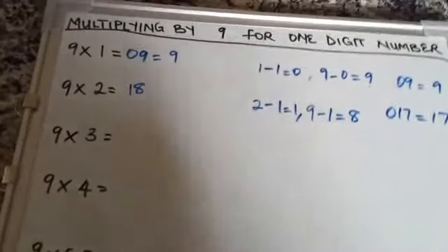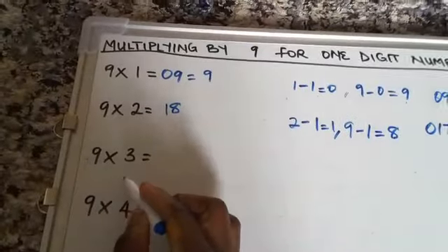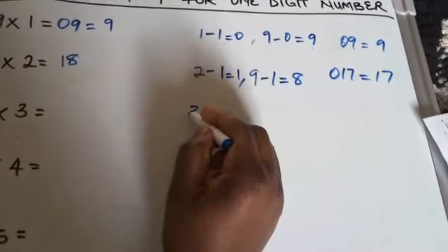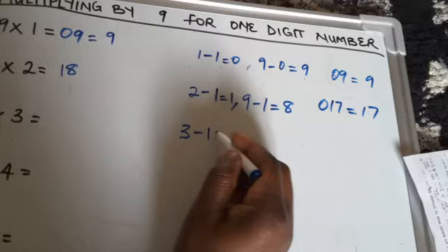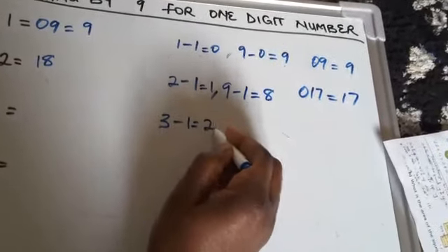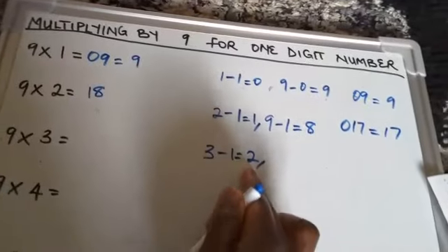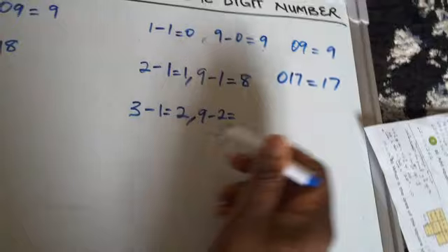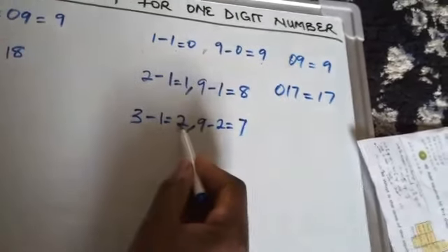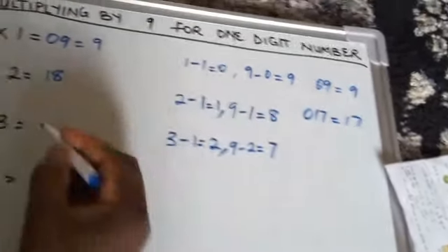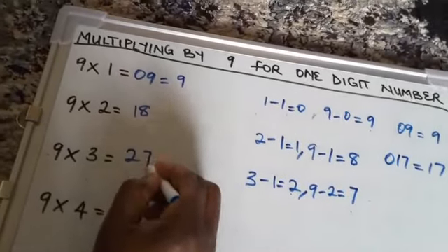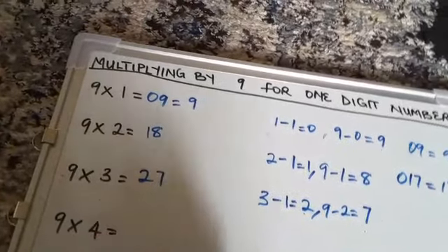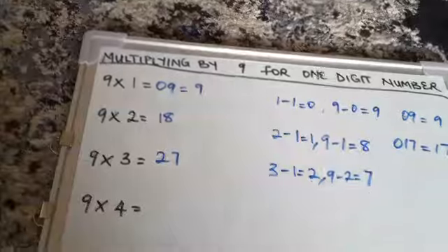The third question is 9 multiplied by 3. We have 3 minus 1. The answer is 2. 9 minus the 2. 9 minus 2 is 7. So you write 2 first before 7. 9 multiplied by 3 is 27.